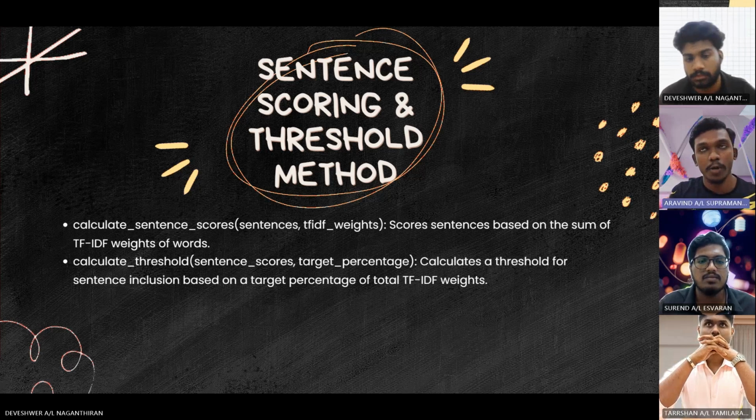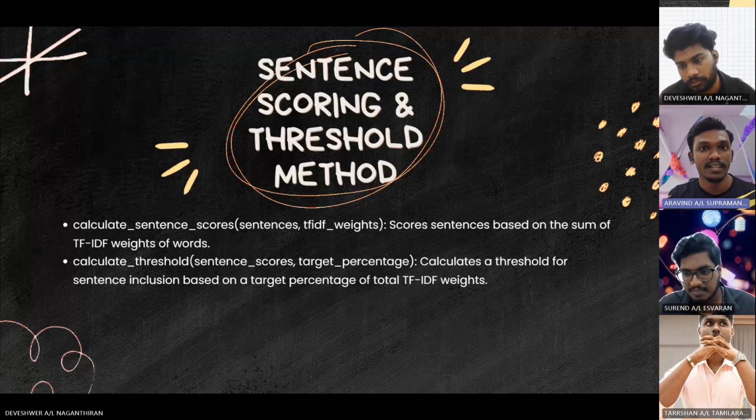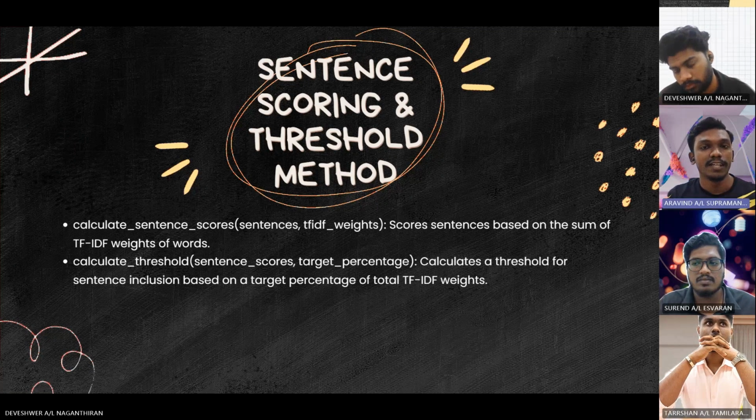This is to determine what percentage we want to summarize our text. Let's say our original text is 100%. If we set our threshold as 0.5, we can say that it is a 50% text summarizer. It will shrink the text to 50% smaller.